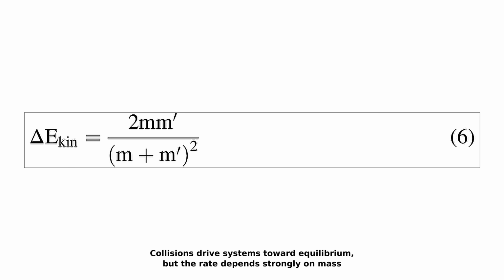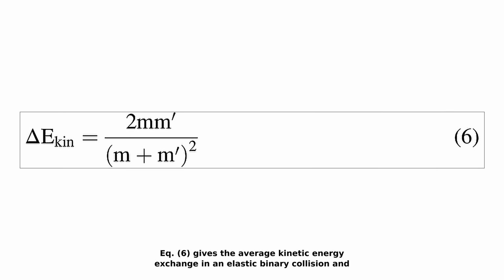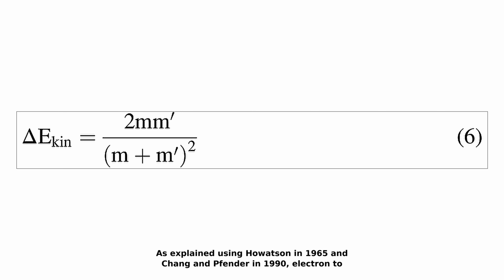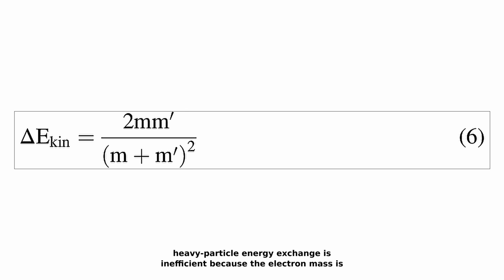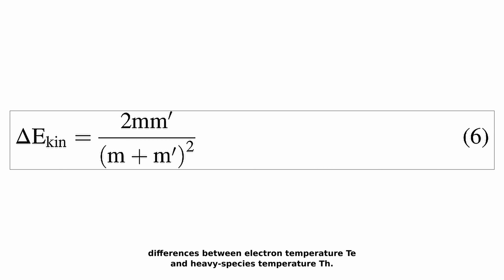Collisions drive systems toward equilibrium, but the rate depends strongly on mass ratios. EQ 6 gives the average kinetic energy exchange in an elastic binary collision and shows that energy transfer is most effective when the two masses are comparable. As explained using Howatson in 1965 and Chang and Pfender in 1990, electron-to-heavy particle energy exchange is inefficient because the electron mass is much smaller. That is why even with high collision frequency, there can be persistent differences between electron temperature Te and heavy species temperature Th.